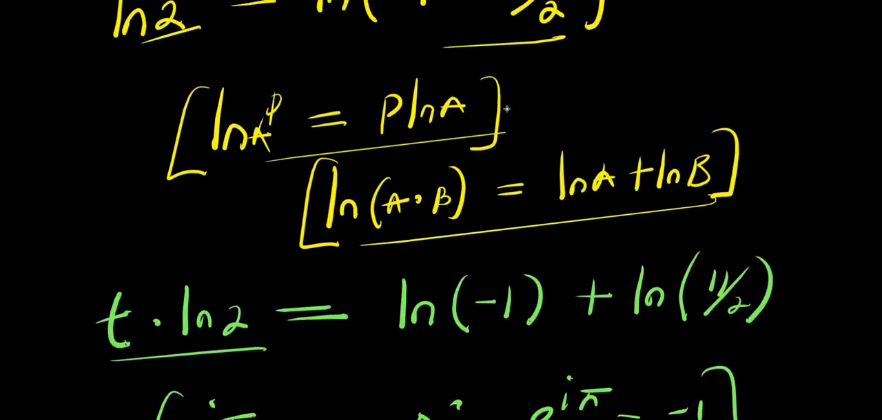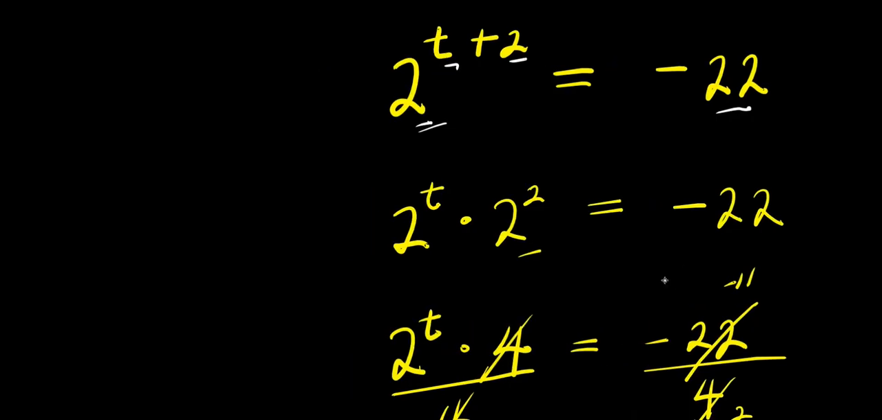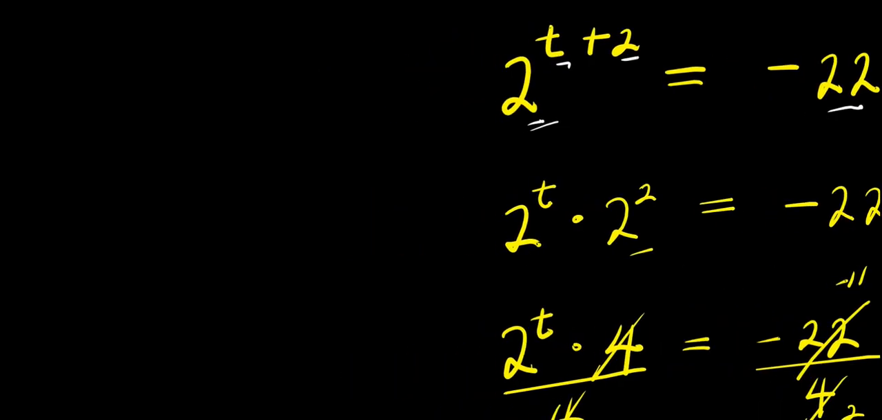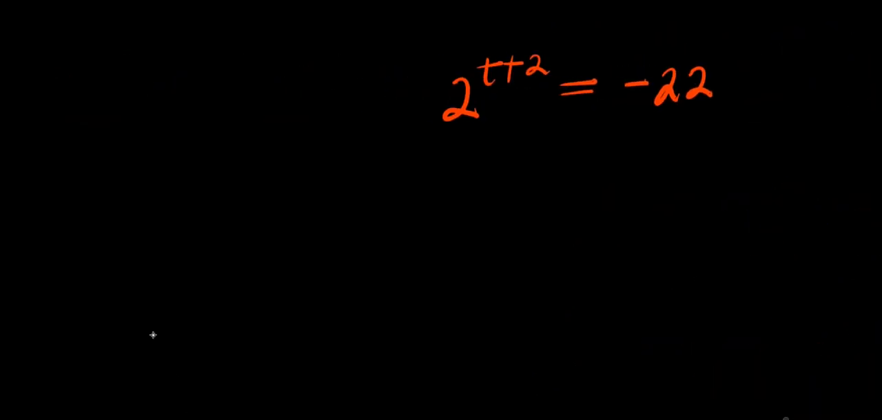Now let's consider when negative 1 equals i power 2. So the question remains the same: 2 power t plus 2 equals negative 22. And we go back to the famous index law. A power n plus m equals a power n times a power m.